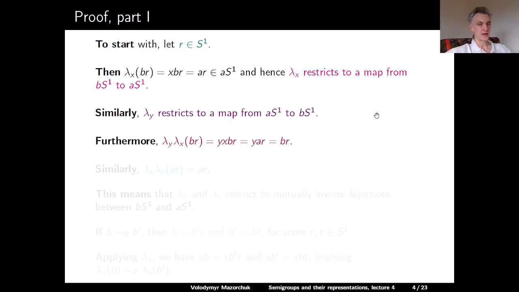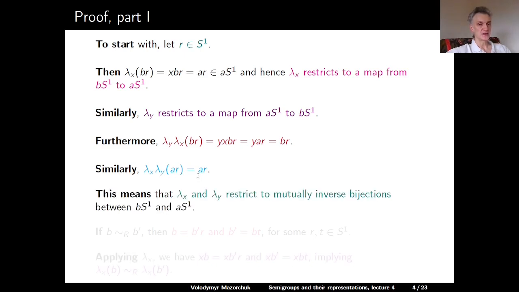Moreover, lambda Y applied to lambda X of BR is equal to YXBR. XB is A, so this is YAR, and YA is B, so this is BR. So we have that lambda Y after lambda X is the identity map. And similarly, lambda X after lambda Y is the identity map. This means that lambda X and lambda Y restrict to mutually inverse bijections between the principal ideal of S generated by B and the principal ideal of S generated by A.